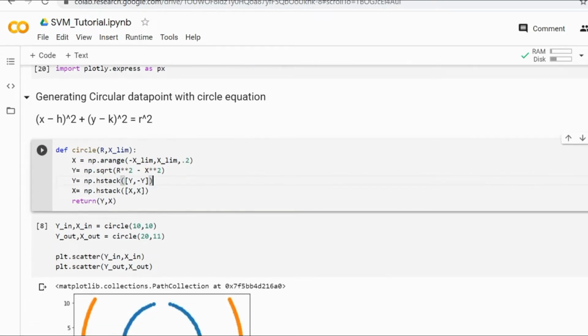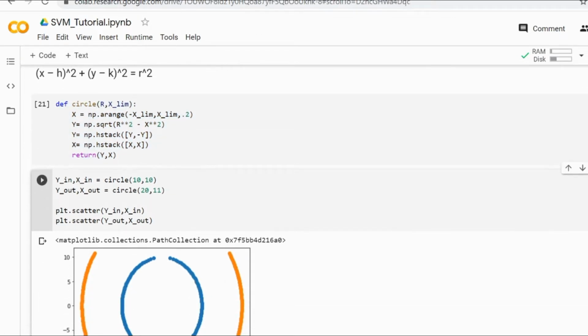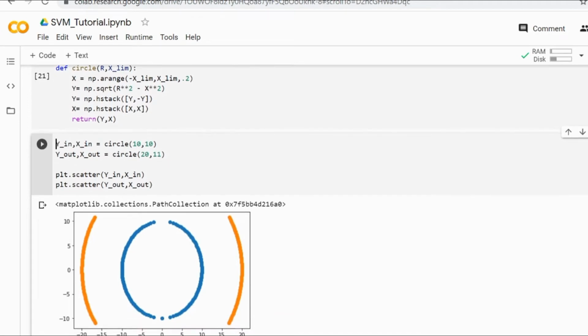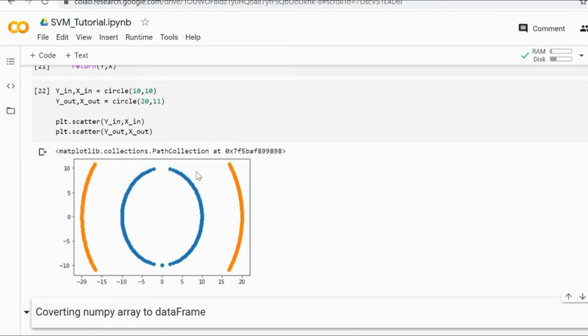Okay, so I have created a simple function to generate a circular boundary with a given radius and the x limits. I will just run this one, and here I am generating two circles with a radius of 20 and 10, and there is a little bit of distance between their centers. Now let's run this and generate the scatter plot. As you can see, we have a blue line and the orange line, and we cannot separate these two lines with the help of a single linear classifier. So we need some non-linearity in the classifier or a circular boundary to separate these 2 classes.